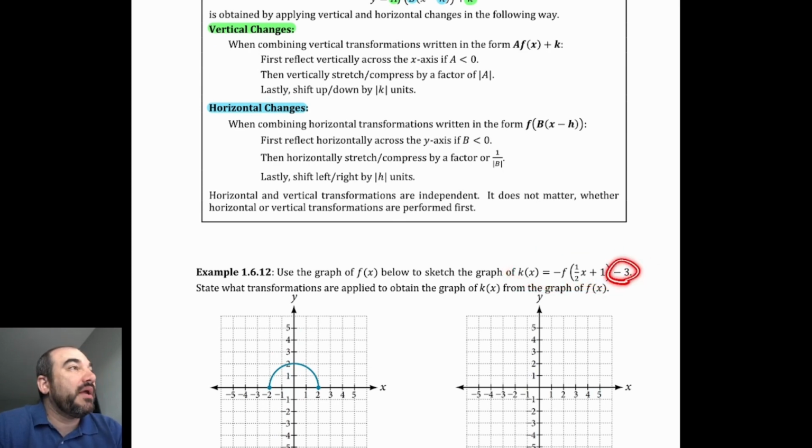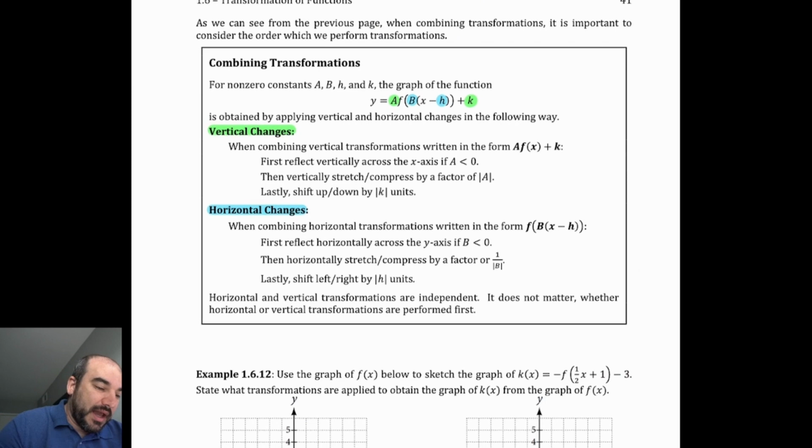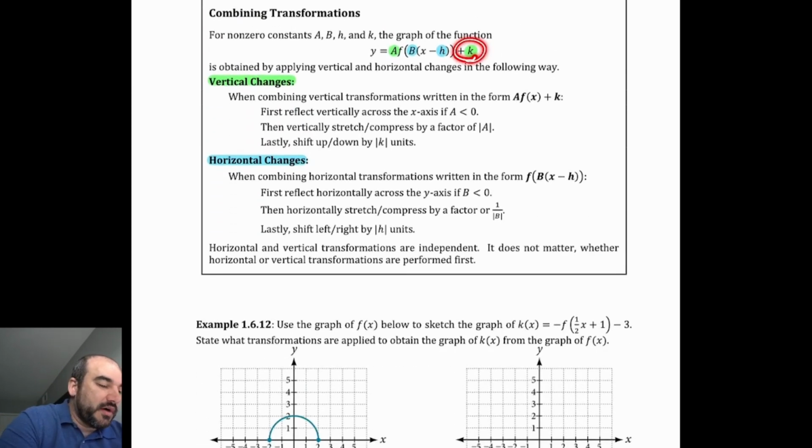For example, this minus 3 is going to shift my original graph down 3, right? Because I know that's the k from my standard function. That's my k, and that's a minus 3, so we're going to shift down by 3 units. And this negative in front of the f is my a. That's a negative 1, which means I'm going to reflect vertically across the x-axis. I'm going to do them in this order. So this does give you an order in which to do things. That's why it says lastly we shift up or down. There's an order to this. We do reflections first, and then stretches and compressions, and then shifts.